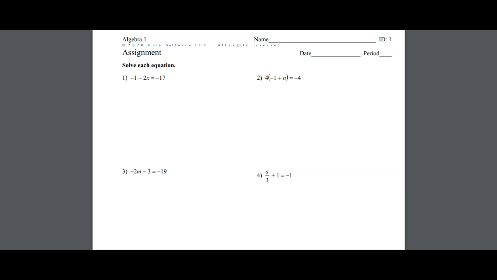So there's two things I have to do to this side to get the x by itself. I'm going to have to move the -1 to the other side, and I'm going to have to divide by -2. Now we can think, okay, which one should I do first? And I'm going to show you both, and then we can kind of talk through which we think is easier. So the first way is I'm going to add 1 to both sides.